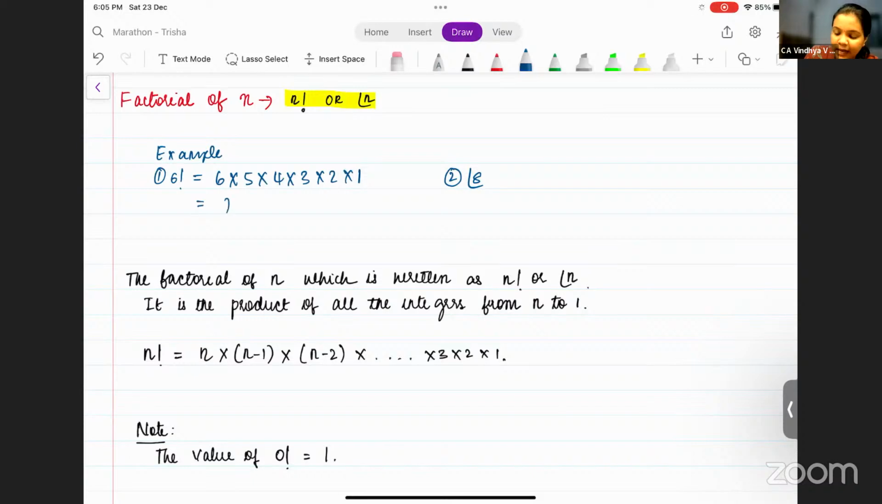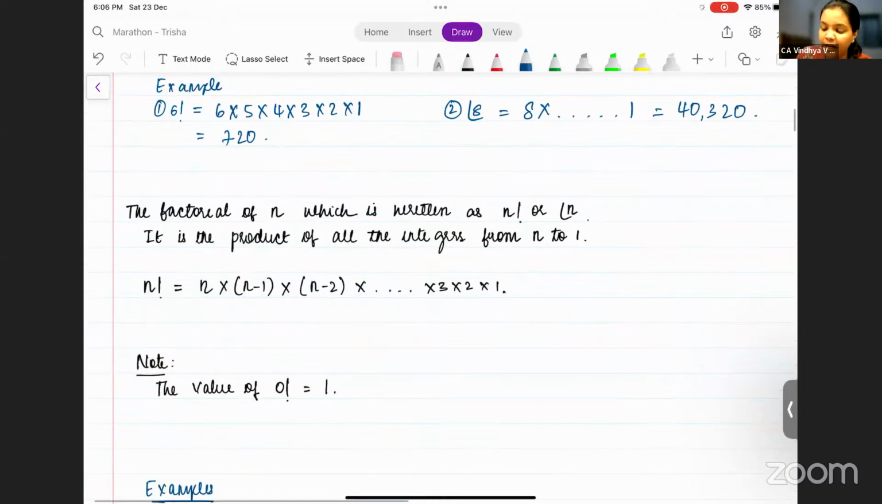That will give us the answer as 720. So what is 6 factorial? It is the product of all the integers from 6 to 1. And similarly, what is 8 factorial? 8 factorial is the product of all the integers from 8 till 1. So 8 into 7 into 6 into 5 into 4 into 3 into 1. So the answer here being 40,320.